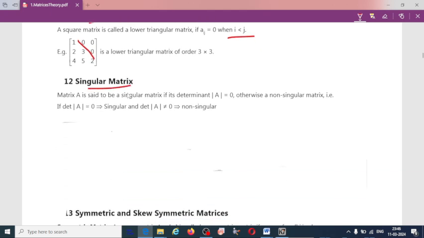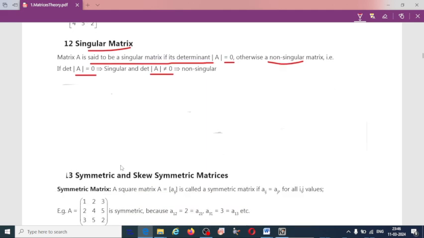Singular matrix: a matrix A is said to be singular if the determinant of A is equal to 0, otherwise non-singular. Determinant A equal to 0, singular. Determinant A not equal to 0, non-singular.